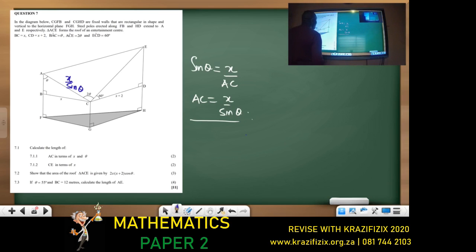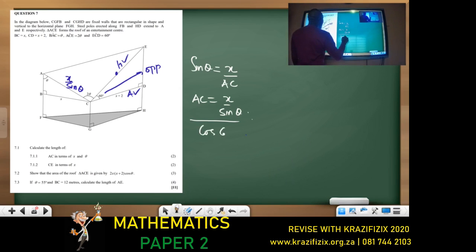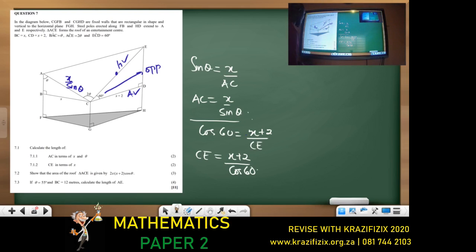Now, you know what I can then do? I can get this guy and then use either my cosine rule or something there. I can get that from the Pythagoras theorem that it falls on. So can I say, let me write in blue, this is opposite, and this is hypotenuse, and this is what? Adjacent. I'm looking for that. So what is that? Cos 60 is x plus 2 over what? CE. What is CE therefore? CE is x plus 2 over cos 60. I hope it makes sense.